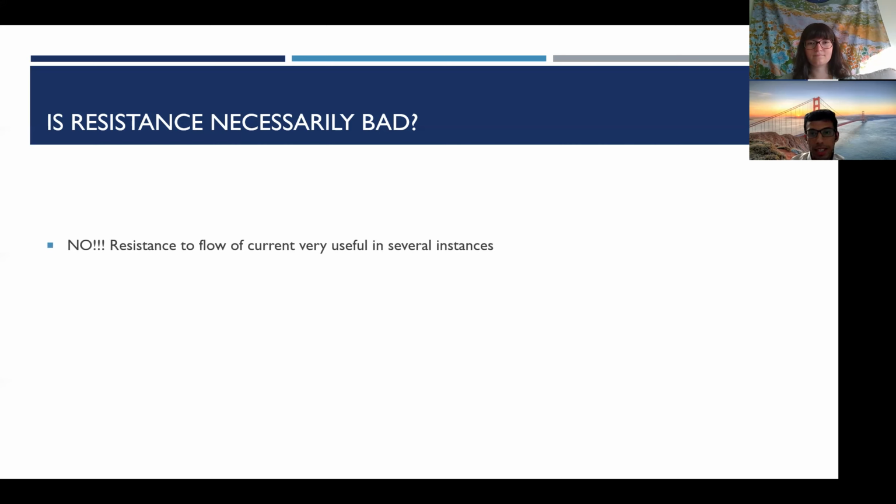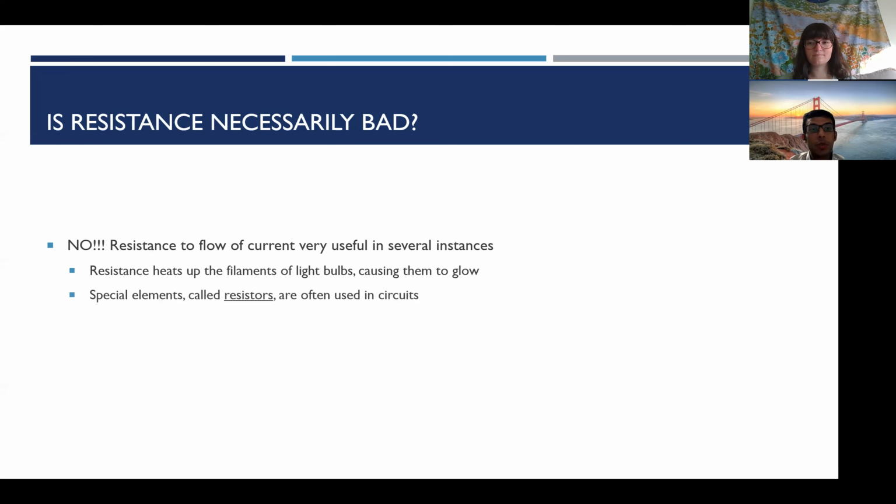So resistance, in short, is not necessarily a bad thing. It can be very useful in certain instances. For example, when we talked about the light bulb, which was glowing, it glows because the electrons collide with the atoms of the filament and heat it up, and the heat is what causes the filament to glow. There are special elements called resistors, in fact, which we often use in circuits for many different applications.